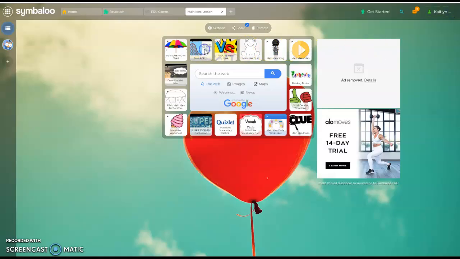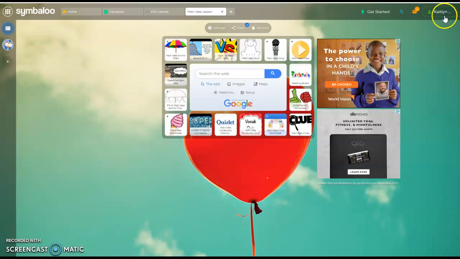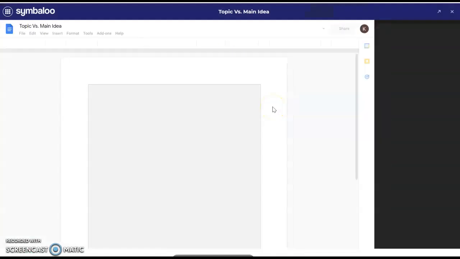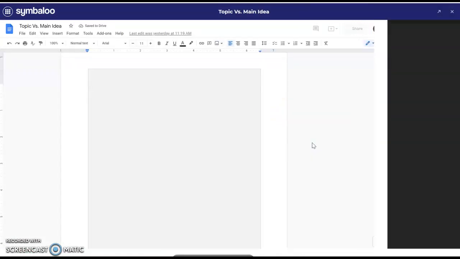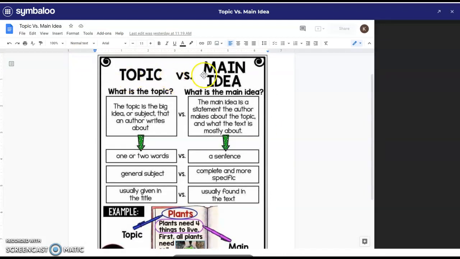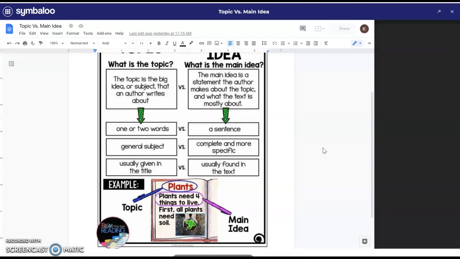Then we have a BrainPOP, which we aren't going to play, but it is just about the main idea. We have topic versus main idea. This is not a worksheet. It's just to help you tell you what is the difference between the topic versus main idea. So there's that.